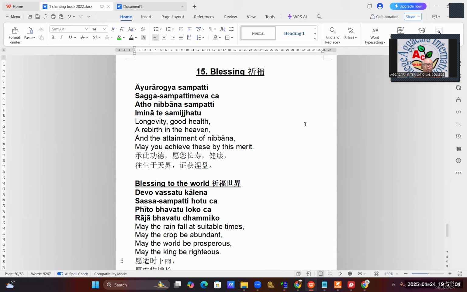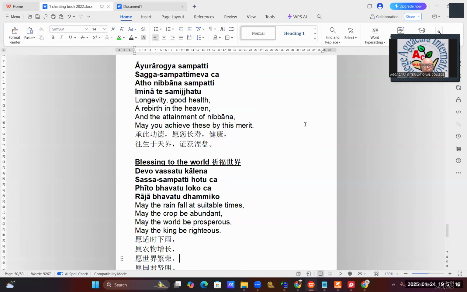Longevity, good health, a rebirth in the heaven, the attainment of Nibbana. May you achieve this by this merit. May the rain fall at suitable times. May the crops be abundant. May the world be prosperous. May the king be righteous.